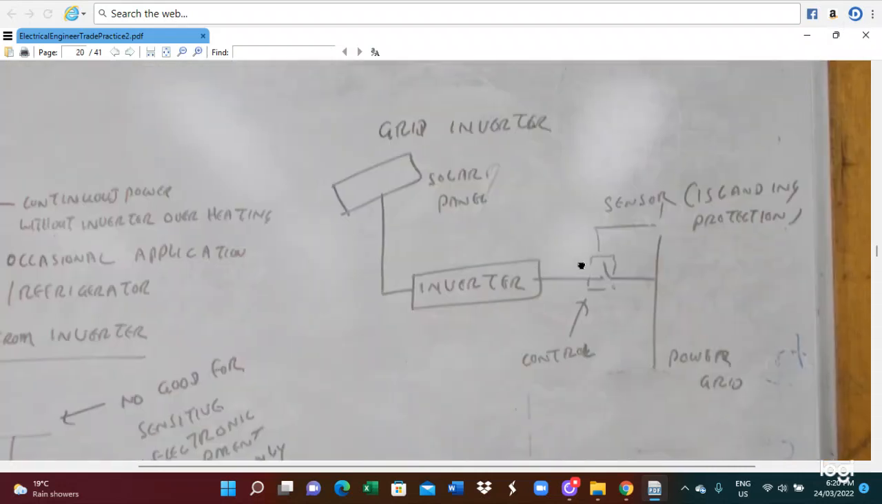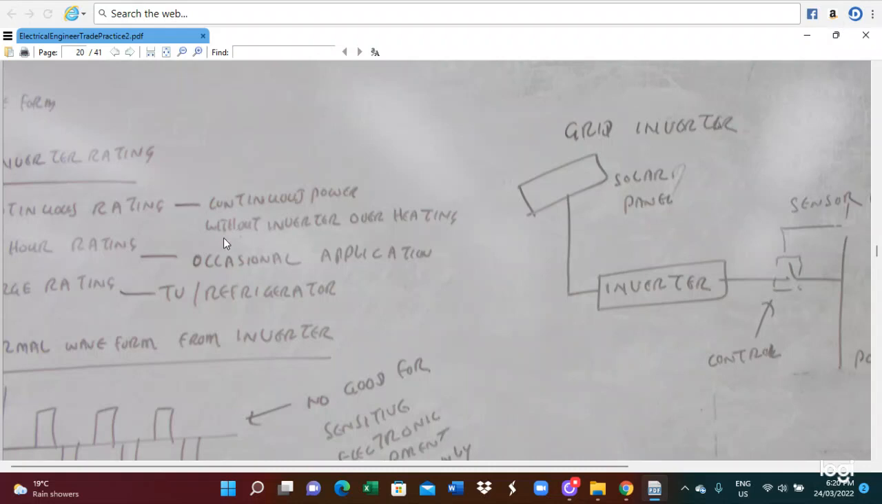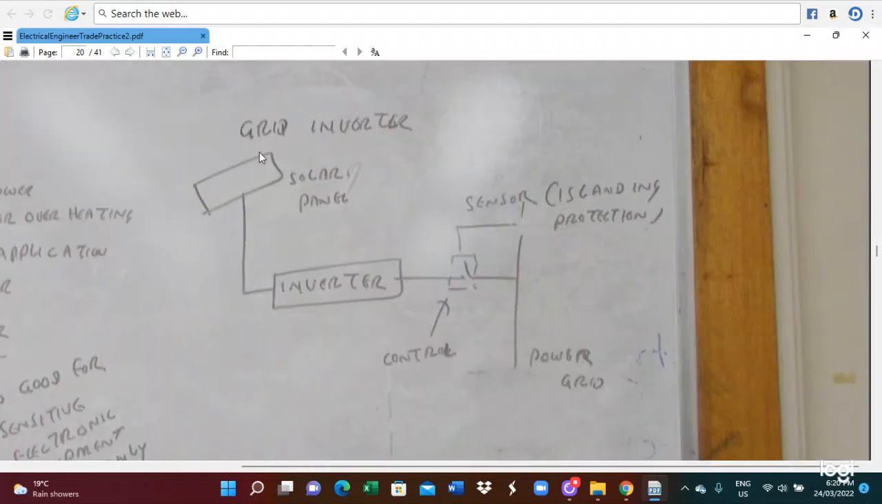So in this case, the grid connected inverter is connected to solar panels and to the inverter, and this control sensor is connected to the power load.